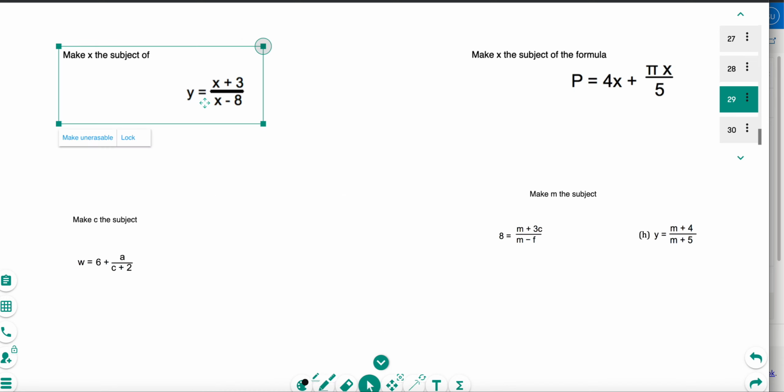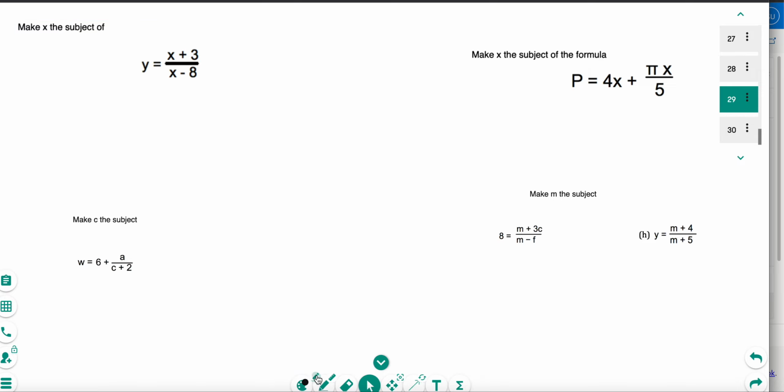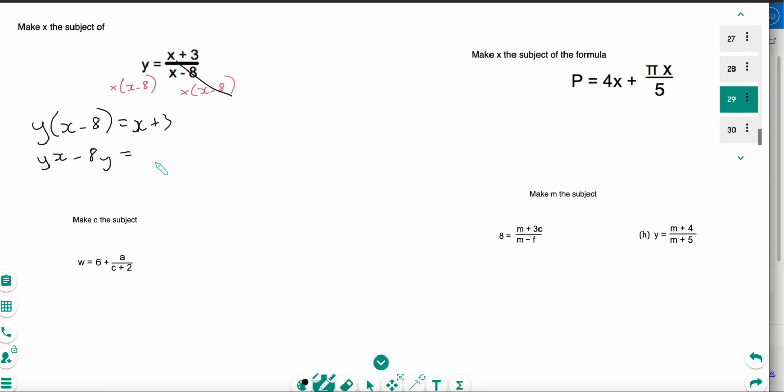Here, last few examples. Make x the subject. Well, first, you see fractions, get rid of fractions. So I'll get rid of this divide by x minus 8 by multiplying by x minus 8. So on the left-hand side, it's y being multiplied by x minus 8. Right-hand side, divide and times cancel out, so we're left with x plus 3. Then you can expand the brackets. yx minus 8y equals x plus 3.